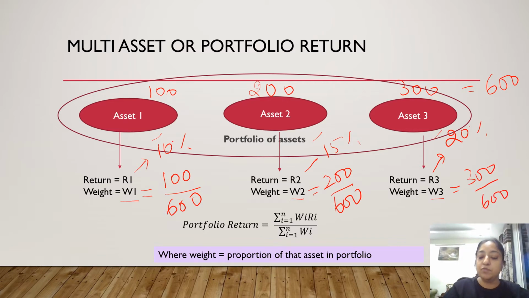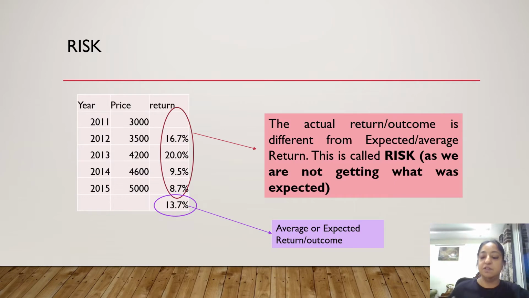So my portfolio return will be the sum of Wi into Ri, divided by the sum of Wi. If I calculate the sum of these Wi, it will always come out to be 1. So I'll say 10% into this, 15% into this, 20% into this. The weights come out to be 1 upon 6, 1 upon 3, and 1 upon 2. If you add everything, it will surely come out to be 1. So this is about return.